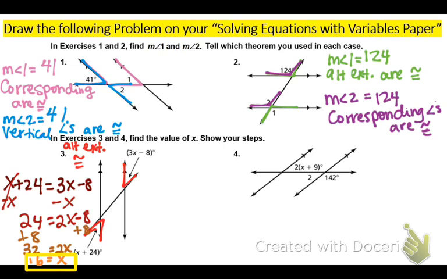The last one: is there a relationship between these two angles? No, they're not. They're not both on the inside, they're not both on the outside, they're not corresponding, they're not linear, they're not vertical, they're nothing. So you could do the zigzag. So if this is 142, this would also be 142. This would also be 142.